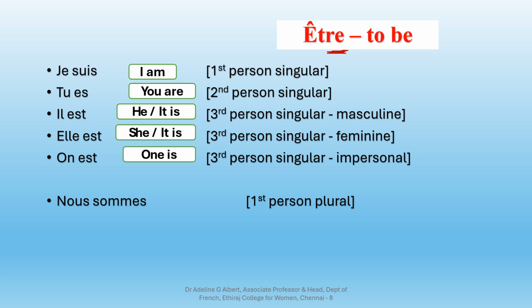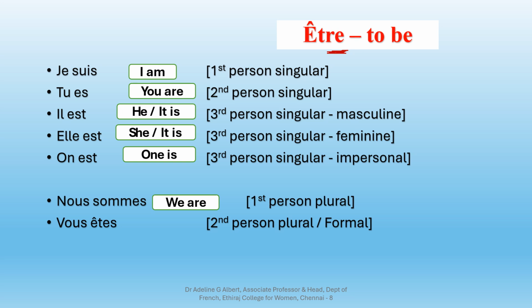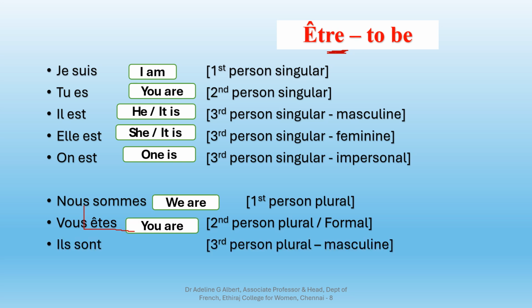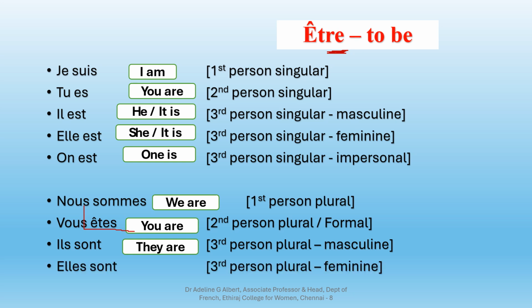Okay? Nous sommes, we are. Vous, remember, second word starts with E. Second word is a vowel. So what do? Think, what do? The S goes into the next word. Vous êtes, you are. Ils sont, they are, masculine. Elles sont, they are, feminine. Je suis, tu es, il est, elle est, on est, nous sommes, vous êtes, ils sont, elles sont.